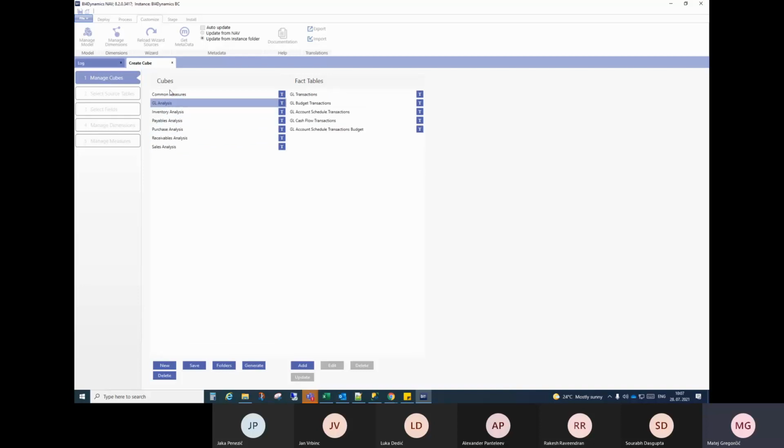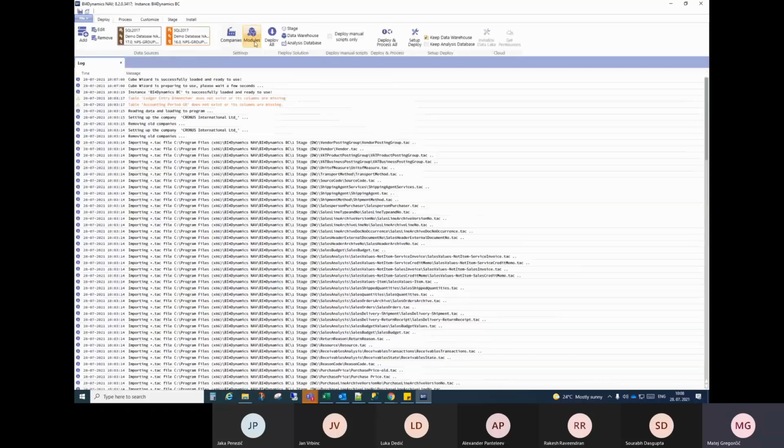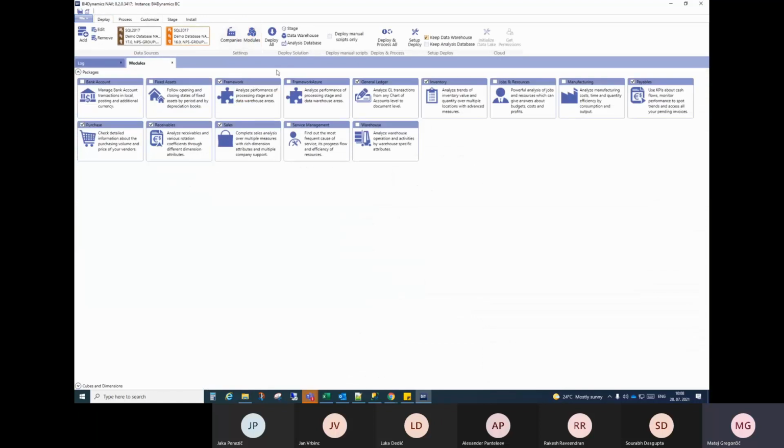You don't have to worry about common measures for now. This is just for helping us out when creating Power BI reports, and we'll also go into that later in the training. Now, if you focus on these six business modules, this is the same as you have selected within the license. So if we go back for just one second to Deploy, and go to modules, this is consistent with what we selected here.